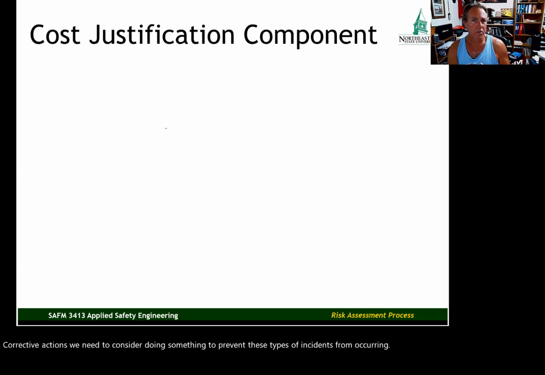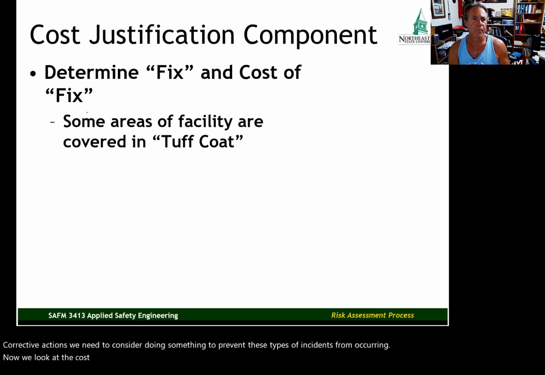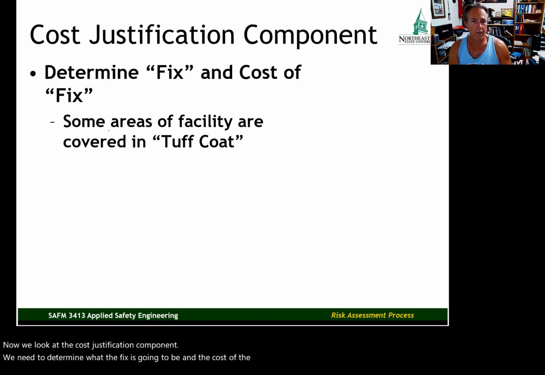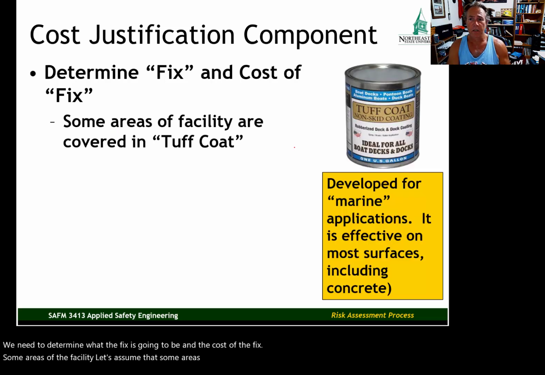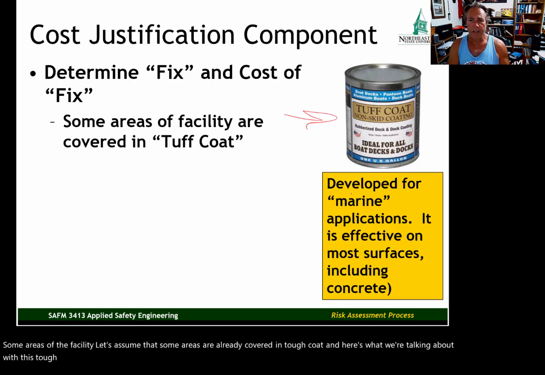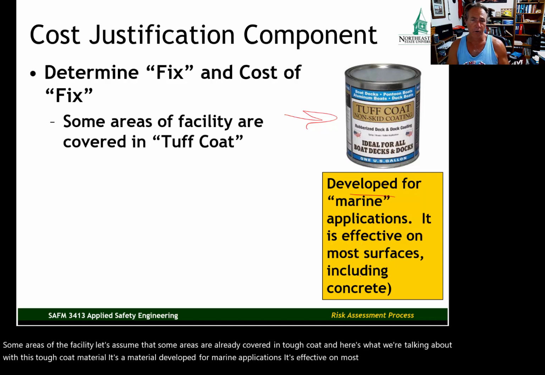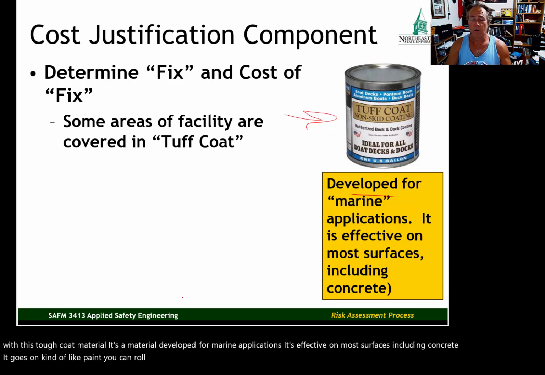Now we look at the cost justification component. We need to determine what the fix is going to be and the cost of the fix. Now, let's assume that some areas of the facility are already covered in Tough Coat. And here's what we're talking about with this Tough Coat material. It's a material developed for marine applications. It's effective on most surfaces, including concrete. It goes on kind of like paint. You can roll it on. It can also be sprayed on.